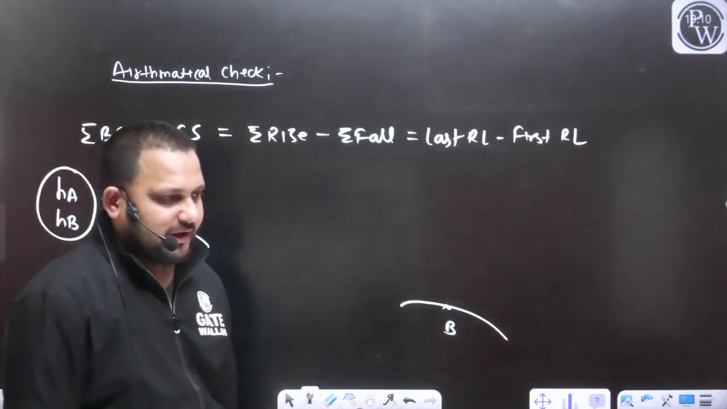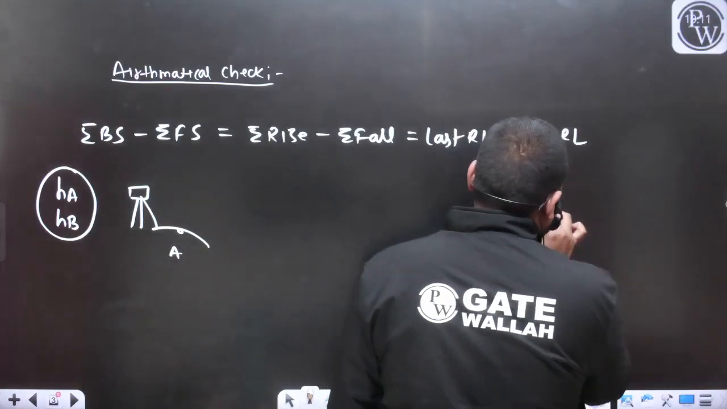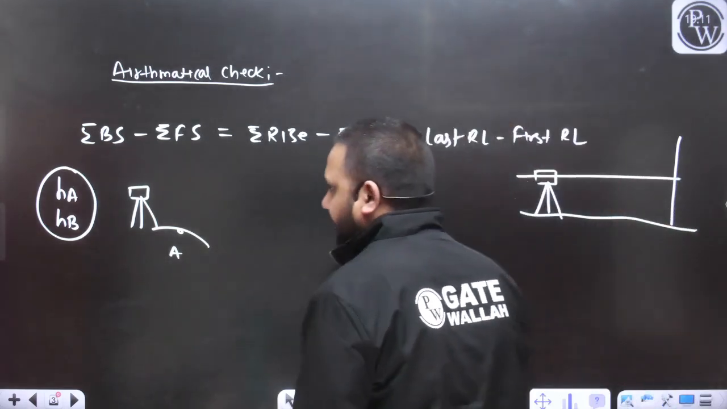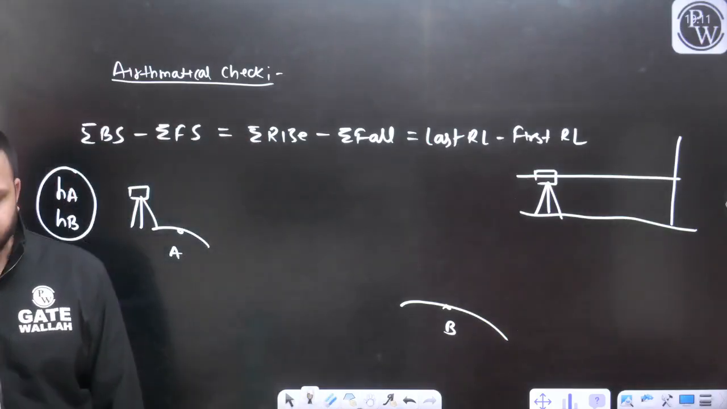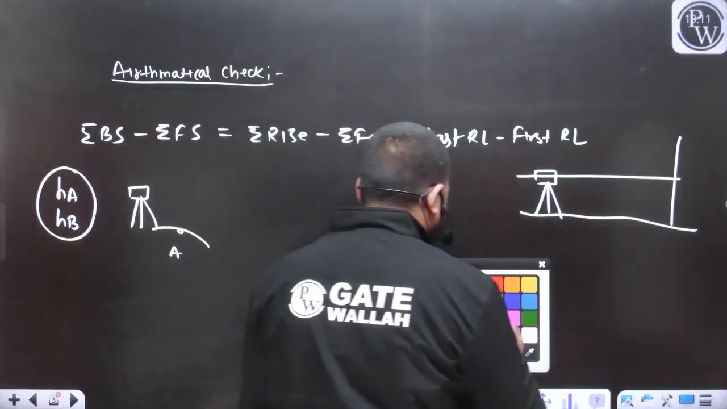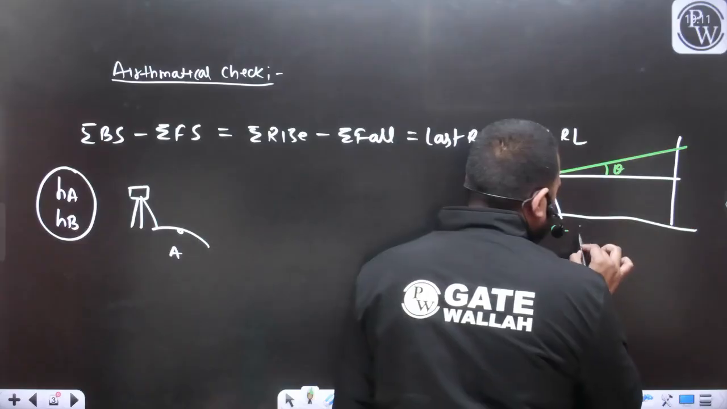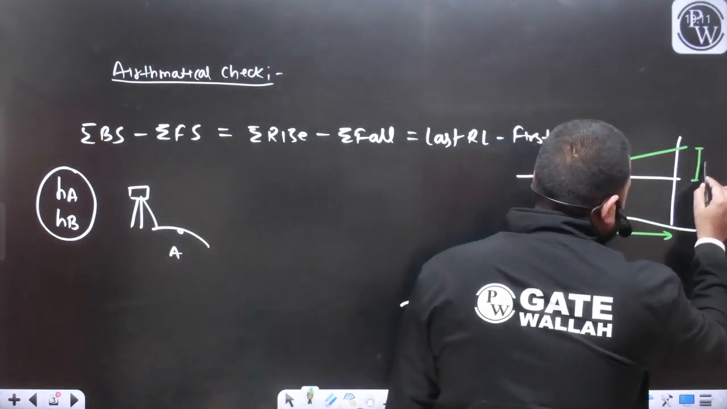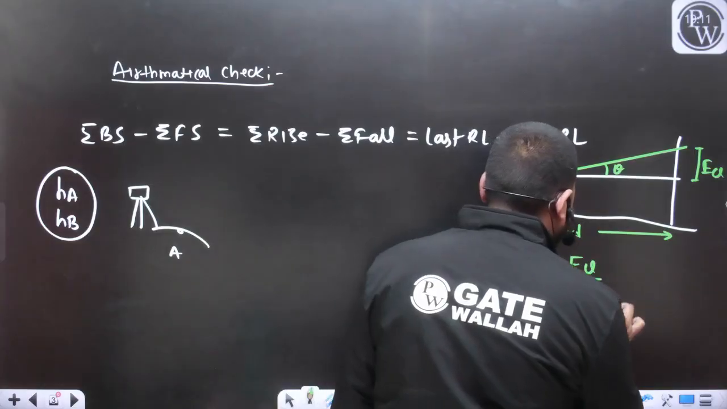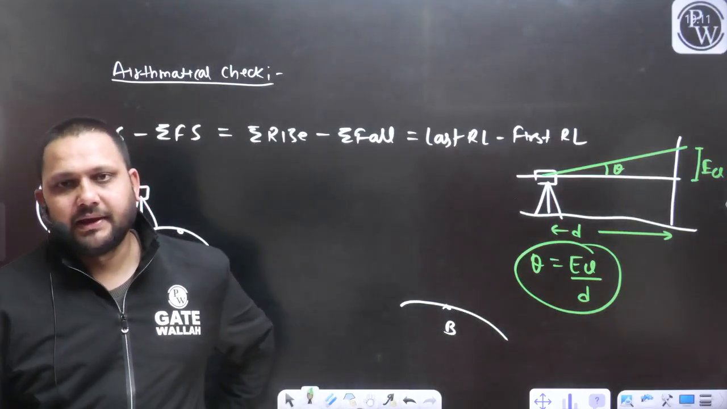Let's say this is your instrument and this is the staff. Let's say this should be the perfect line of sight. In this case you can say the line of sight is horizontal, yes or no? But let's say due to the collimation error, this is the position, this is the theta. This is the distance between the instrument and the staff, and this is the error due to the collimation. So can I write theta will be equal to ECL by D? Yes or no?